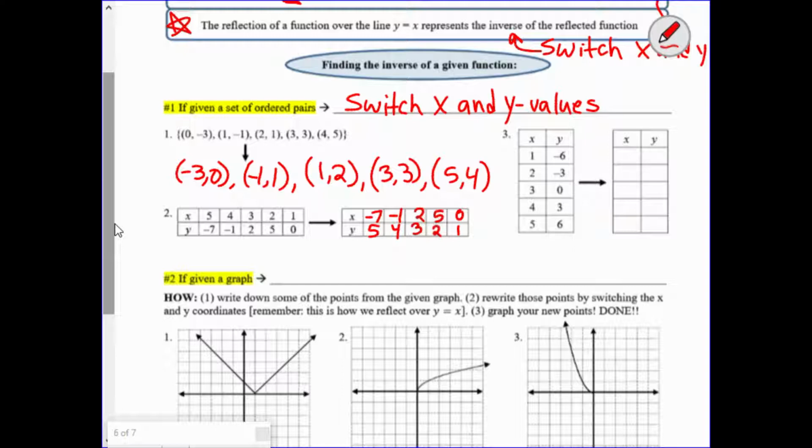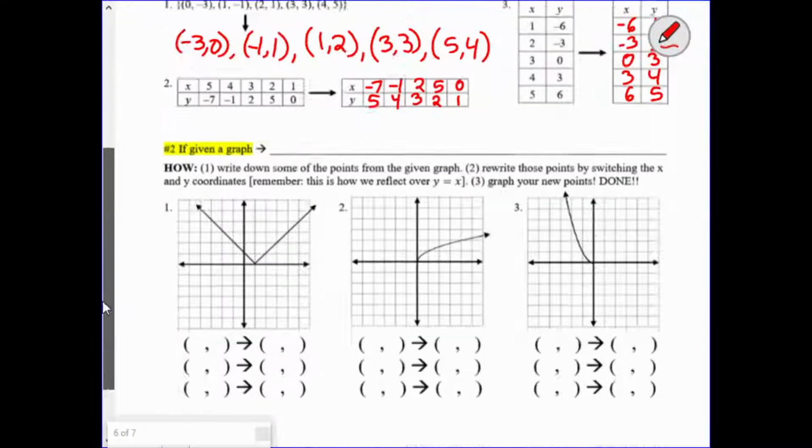Alright, what would my first row be? Next one? Next. So everybody can agree this is pretty simple, right? If you see ordered pairs or table values, that is how you would find the inverse.